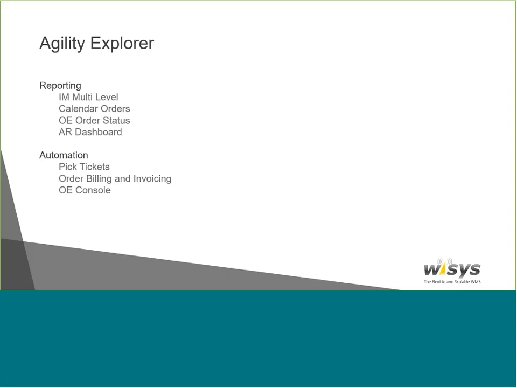So in reporting, I'm going to start with a desktop multi-level item view, show the robustness of that, show you an alternative way of looking at data through calendar views, do an OE order status where we'll look at a fairly more detailed report and what we can do with that report, and then dashboards. And then for automation, we'll go from tickets to billing and invoicing to consoles and show you more effective ways of building solutions to automate data within Macola.